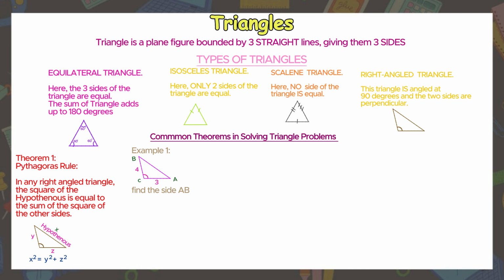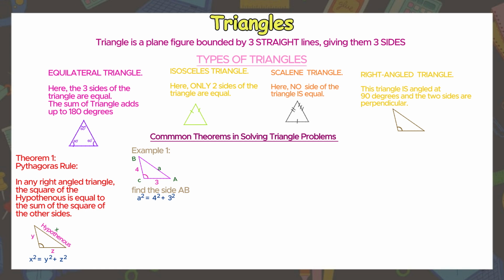Now, how do we find this? We follow that rule, theorem 1, which says that in any right angle triangle, the square of the hypotenuse is equal to the sum of the squares of the other two sides. This is the hypotenuse that is unknown here. We can use x or y, or we can even use A to denote it. We are now looking for A. Going by the theorem, that means that A squared is equal to 4 squared plus 3 squared.